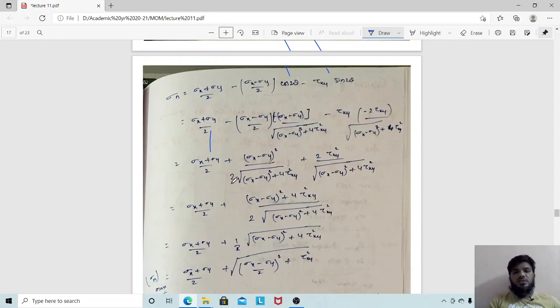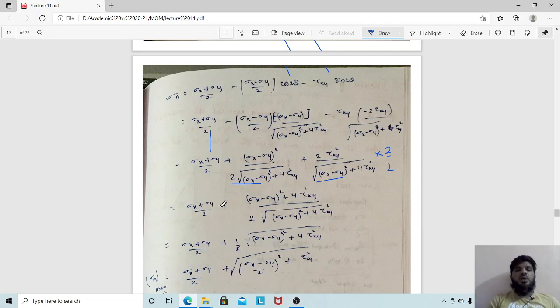If you observe these two values, here it is only 1 time, here it is 2 times. So when we take the LCM, this 2 should be multiplied into the numerator, because then only it will become common. That is nothing but multiplying and dividing this value by 2, then it will become 2 by 2. Now the denominators for both the values are the same, 2 times and 2 times, but this 2 and this 2 will multiply and become 4. Since the denominators are common, we can directly add sigma x minus sigma y the whole square plus 4 tau xy square.